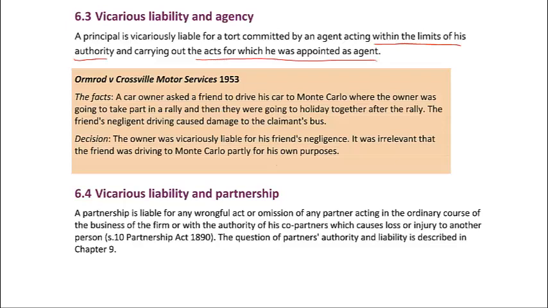But the case here was a car owner who asked a friend to drive his car to Monte Carlo to take part in a rally. On his way there, the friend drove the car negligently and caused damage to the claimant's bus. Now, in this case, even though the owner wasn't in the car with the friend, didn't tell his friend to drive negligently, he was still vicariously liable for the friend's negligence. Okay? It doesn't matter that the friend was going to Monte Carlo to have a holiday. That's irrelevant. The fact is he was driving the car as requested and he caused the accident.